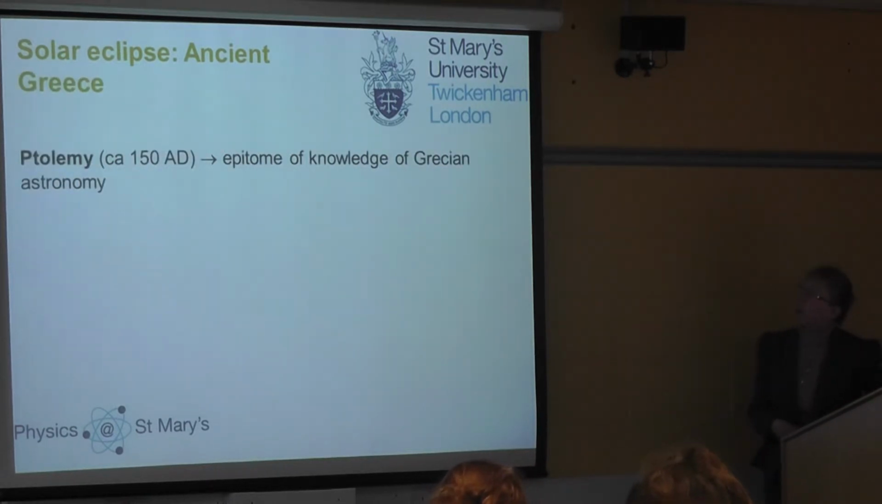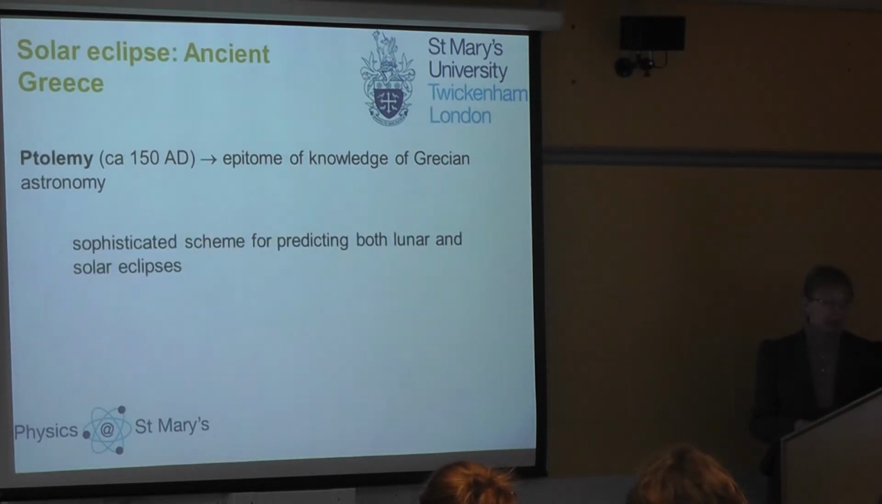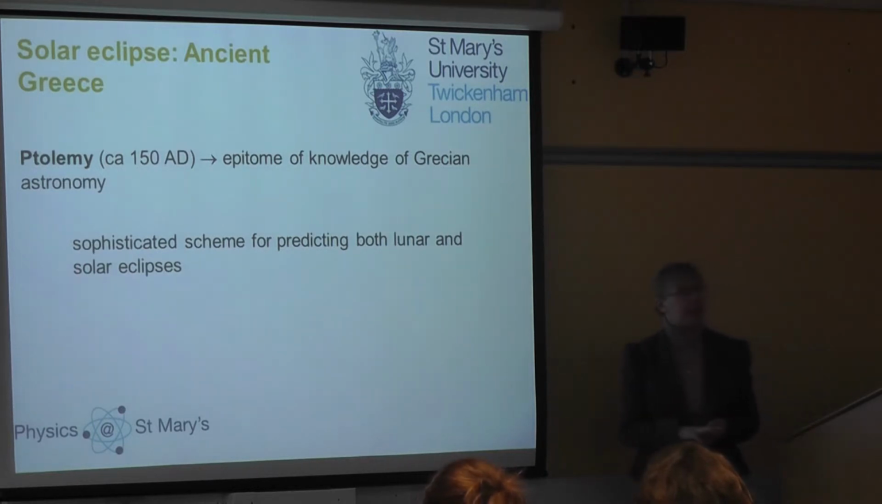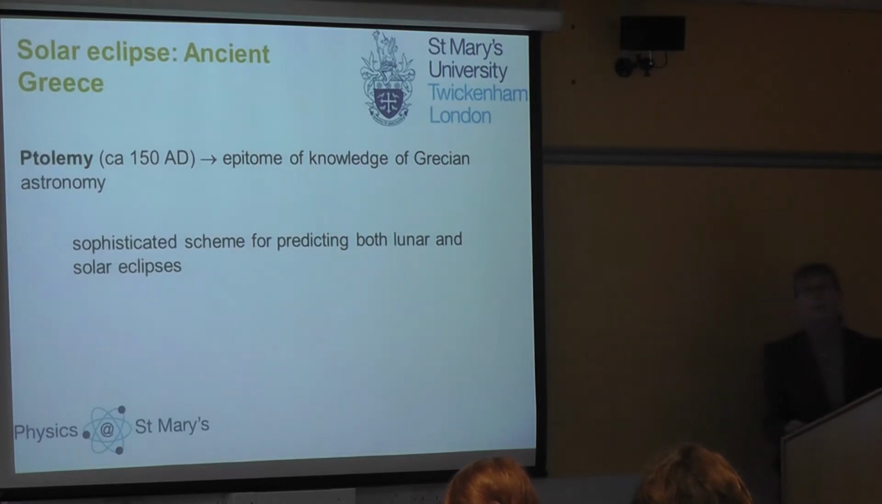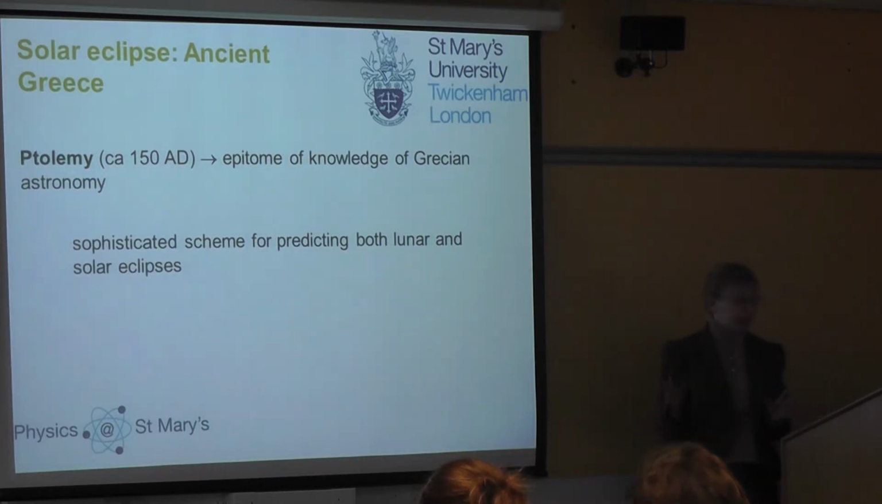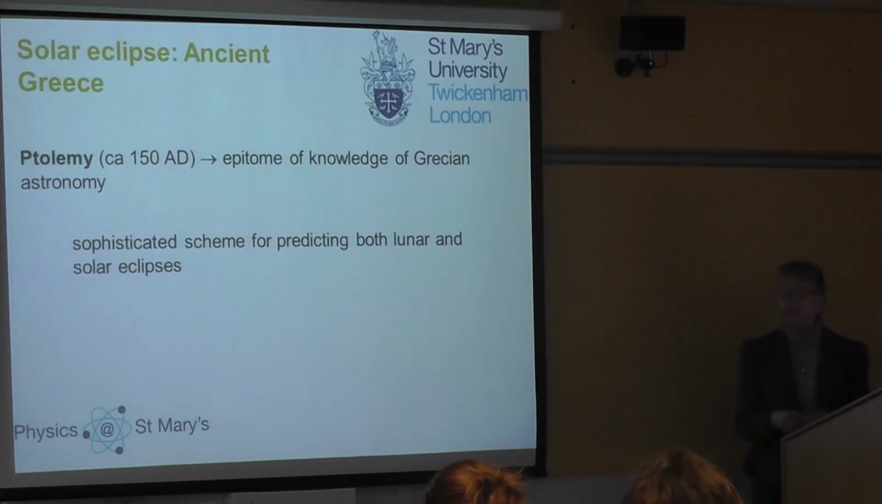In ancient Greece, the most famous astronomer is Ptolemy, and he basically developed an extremely sophisticated scheme to predict both lunar and solar eclipses. And these schemes are still valid, and if you use them, you can still predict lunar and solar eclipses quite nicely. So one thing that Ptolemy did, for example, was that he knew the details of the orbit of the moon, including the nodal points. So it was extremely precise in describing that.